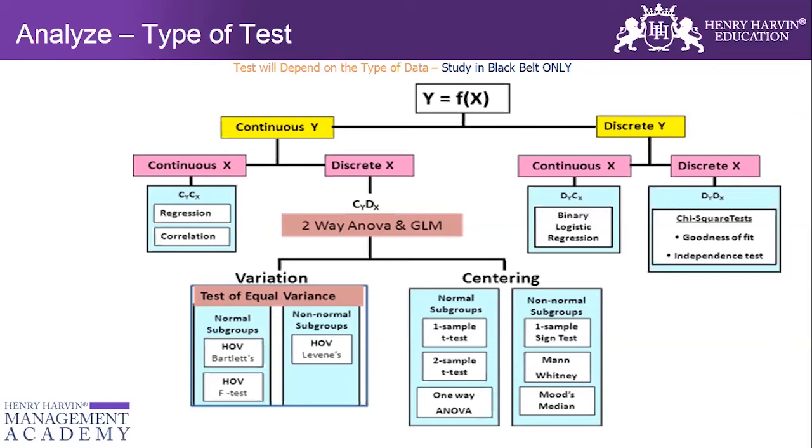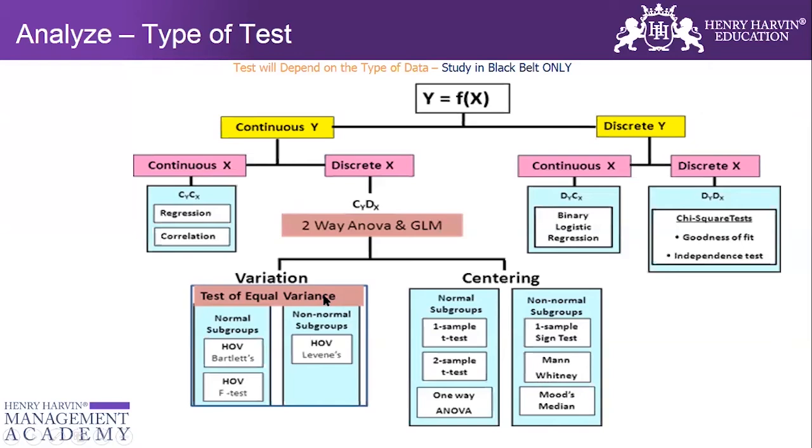If I have one variable only, then I would do a one sample t-test. If I am comparing means of two different variables, then I will go for two sample t. And if I have more than two samples to compare, like regions, region A, region B, region C, zone A, zone B, zone C, then I will go for one-way ANOVA. But this is only when my data is normally distributed. However, under centering, when my data is not normally distributed, then I have options like one sample sign test for one subgroup, Mann-Whitney for two subgroups, Mood's median for more than two subgroups.